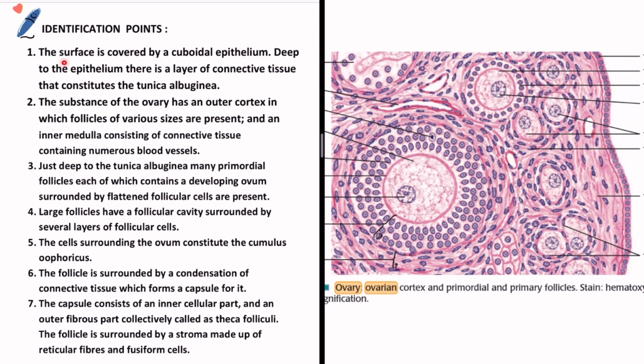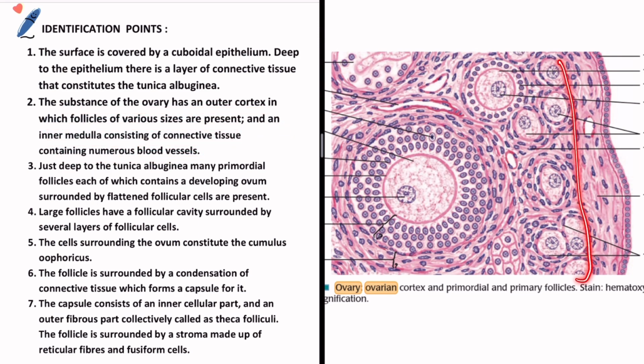Identification points. The surface is covered by cuboidal epithelium. As I already told you, this is the germinal epithelium. Deep to the epithelium, there is a layer of connective tissue that constitutes the tunica albuginea. The substance of the ovary has an outer cortex in which the follicles of various sizes are present, and an inner medulla consisting of connective tissue containing numerous blood vessels.